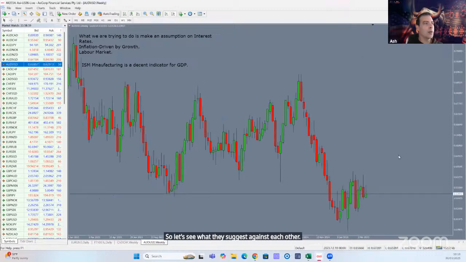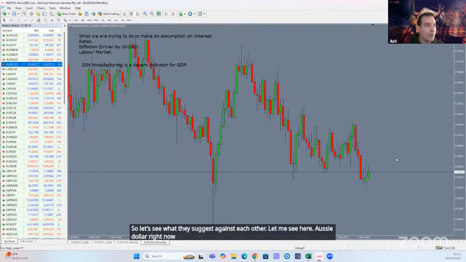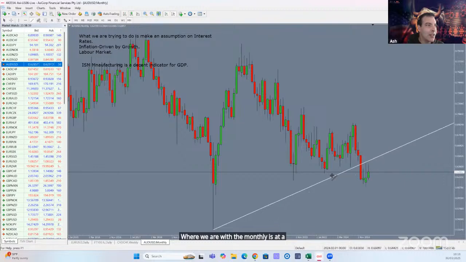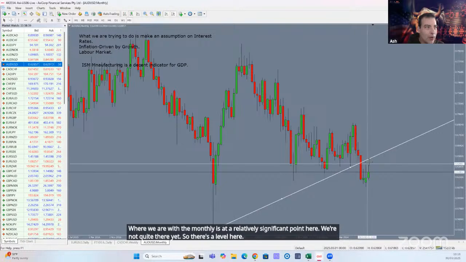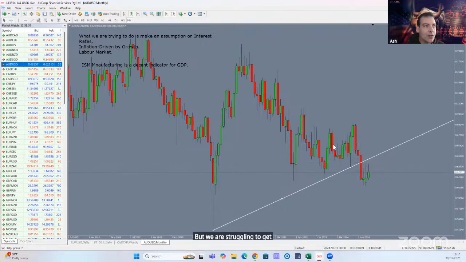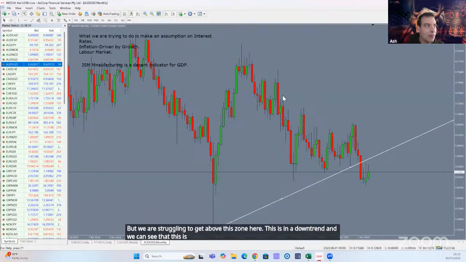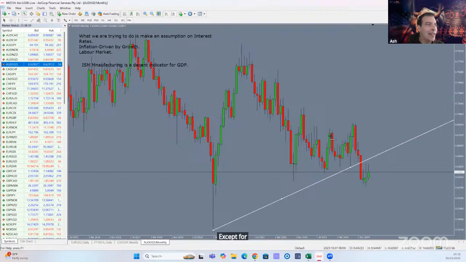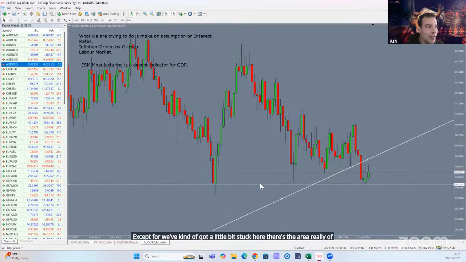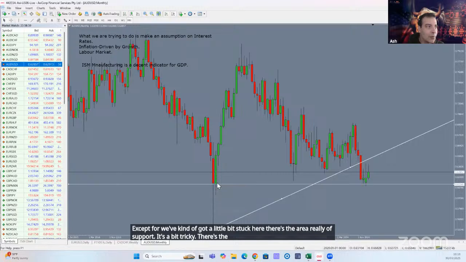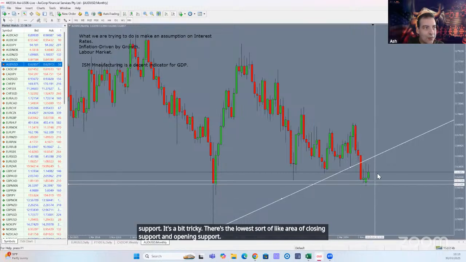Let me see here, Aussie dollar. Right, now, looking out from the monthly, where we are with the monthly is at a relatively significant point here. We're not quite there yet. So there's a level here, but we are struggling to get above this zone here. This is in a downtrend. Everybody can see that this is in a downtrend. A series of lower lows and lower highs, except we've kind of got a little bit stuck here. There's the area really of support. It's a bit tricky. There's the lowest sort of area of closing support and opening support. And we've just bounced off this area.